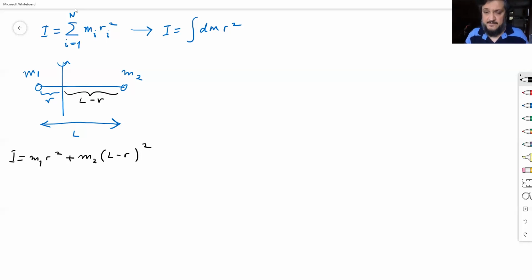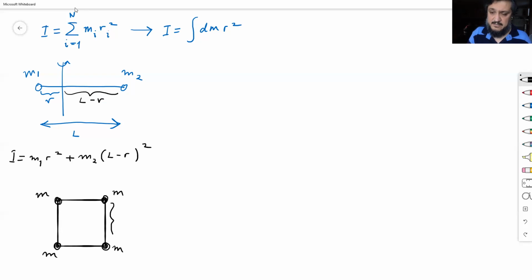Now, what if you have a distribution made of four particles? Let's say at the corners of a square, you have masses 1, 2, 3, and 4. And let's say these are all equal, m, just to make it easy. Four equal masses, and the side is a. It's a square. So what will be the moment of inertia for this distribution?